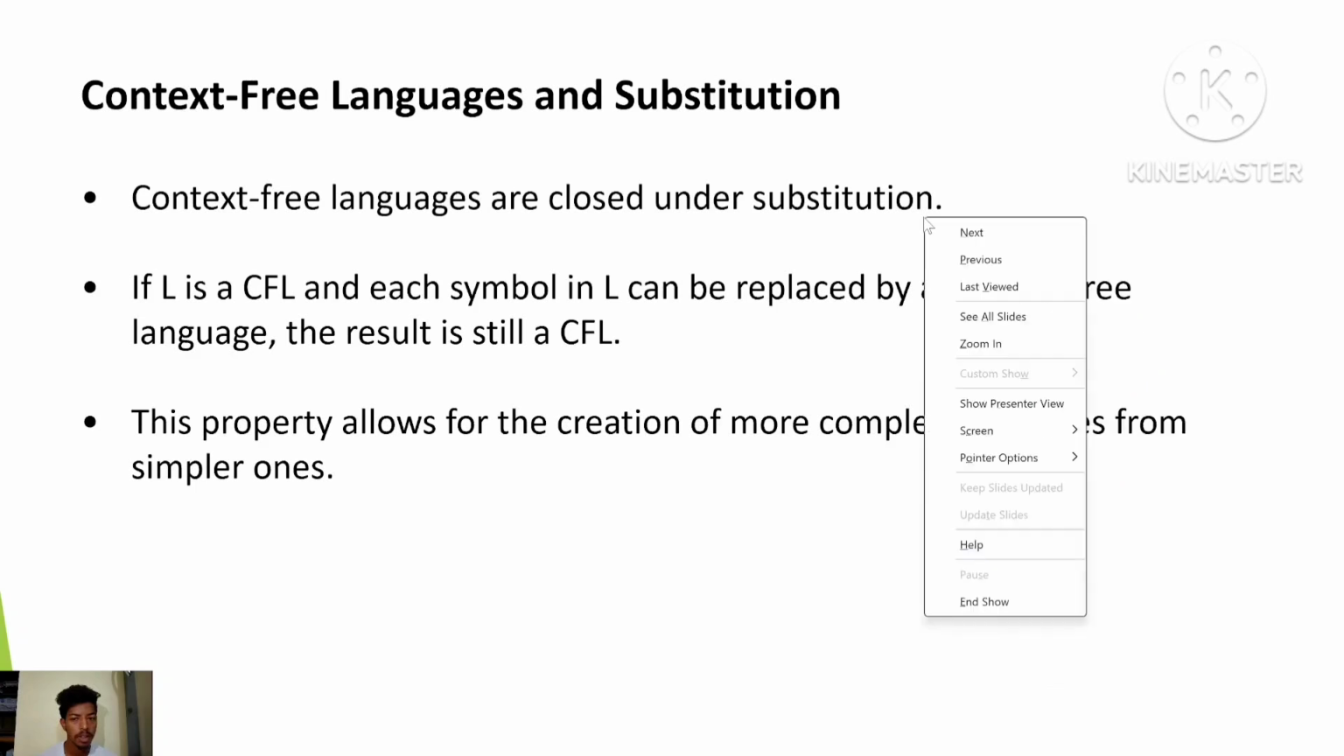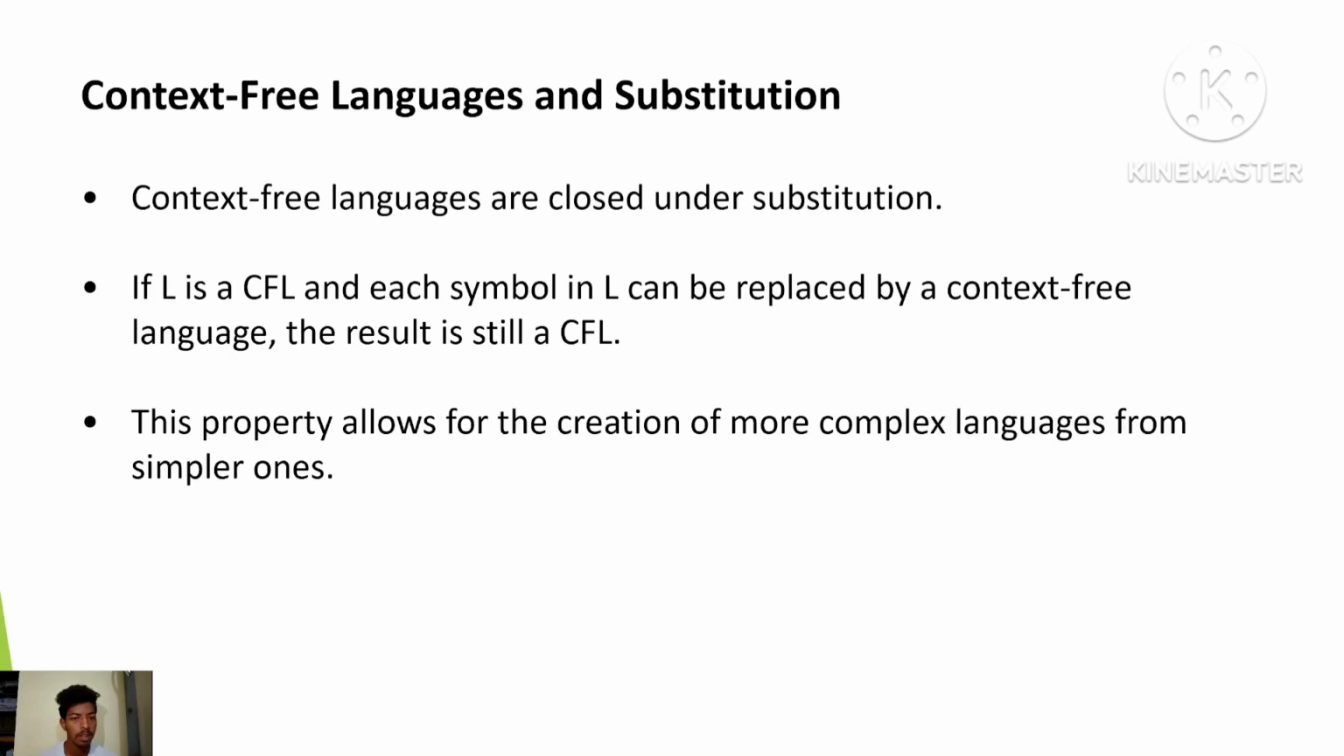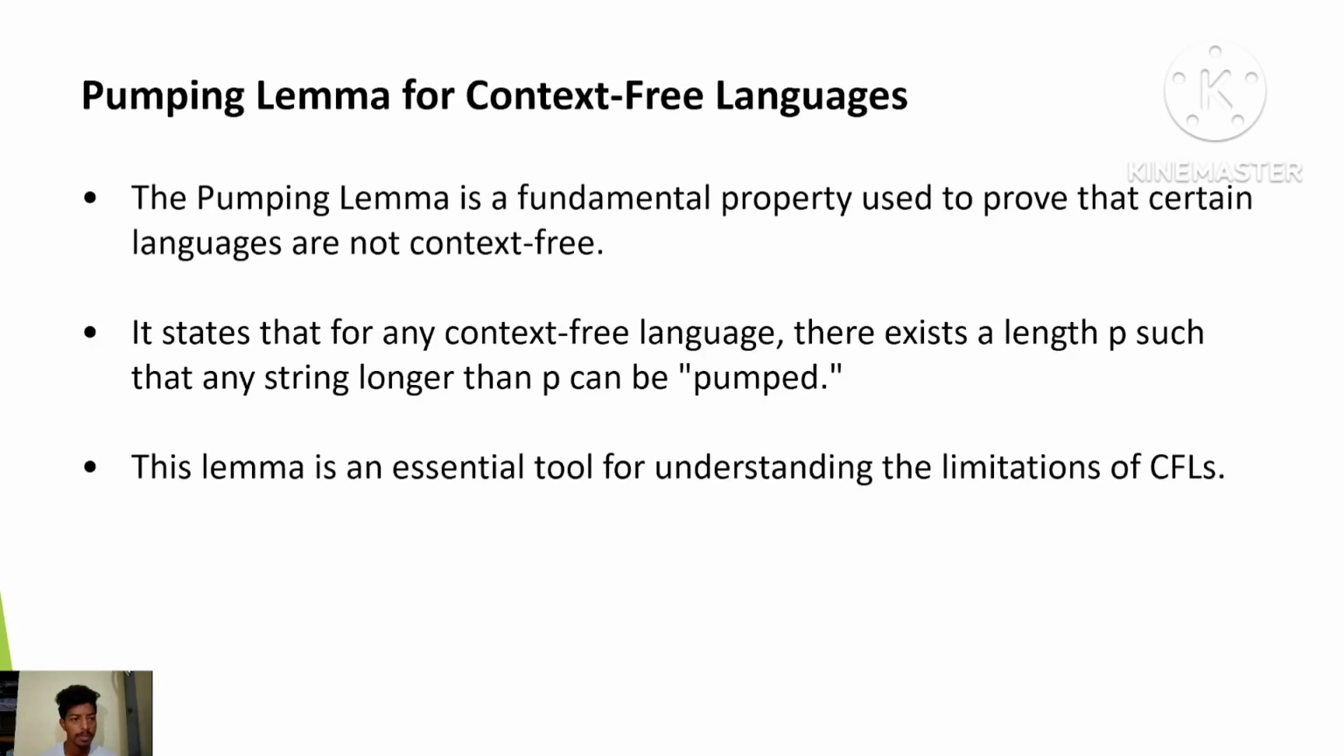Context-free language and substitution. Context-free languages are closed under substitution. If L is a CFL, each symbol in L can be replaced with a context-free language, and the result is still a CFL. This property allows the creation of more complex languages from simpler ones.